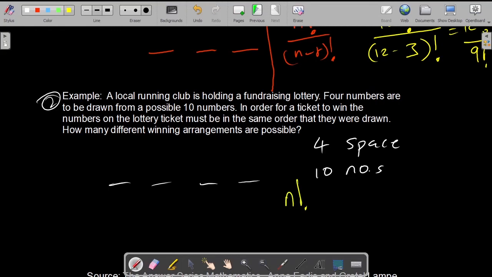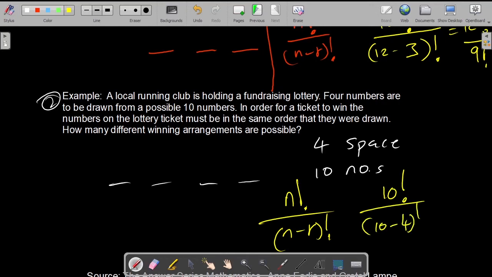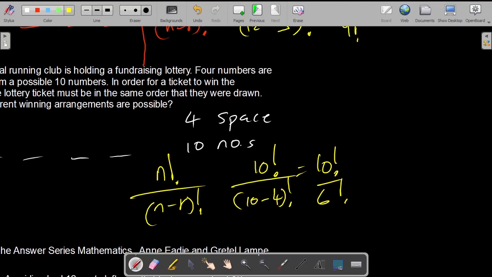Just use the general formula as it is. And the number of options is 10. Then there are 4 spaces. And the result will be 10 factorial divided by 6 factorial, which is exactly the same as the example which I made up there. And that should give you this. And that is your answer.